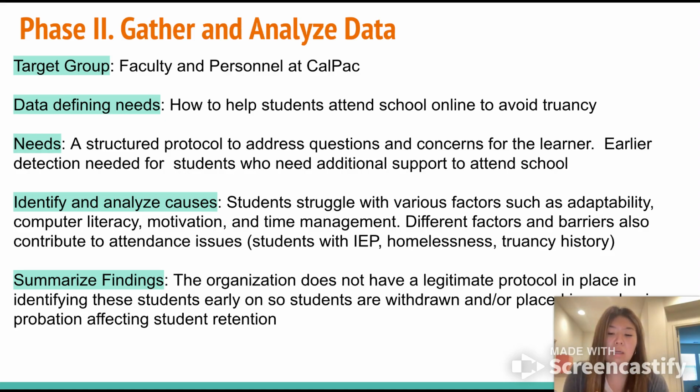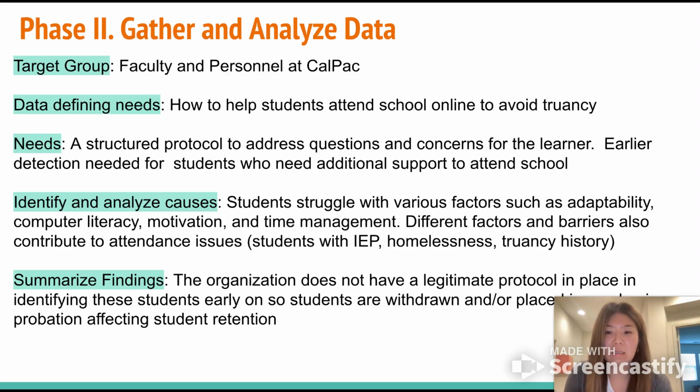So the purpose of phase two is determining what is and what should be done. It helps determine the magnitude of the needs and the causes. It breaks it down to target groups, the target group here being the faculty and personnel at Calpac. And we want to define the needs. So how do we help students attend school online to avoid truancy? That's what we need, because we need to fix this, because that also drives our funding as well.